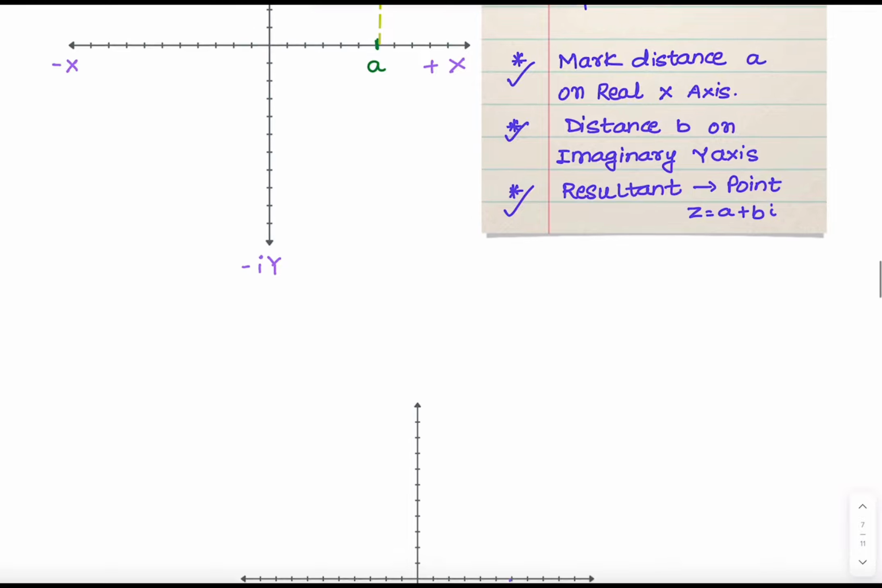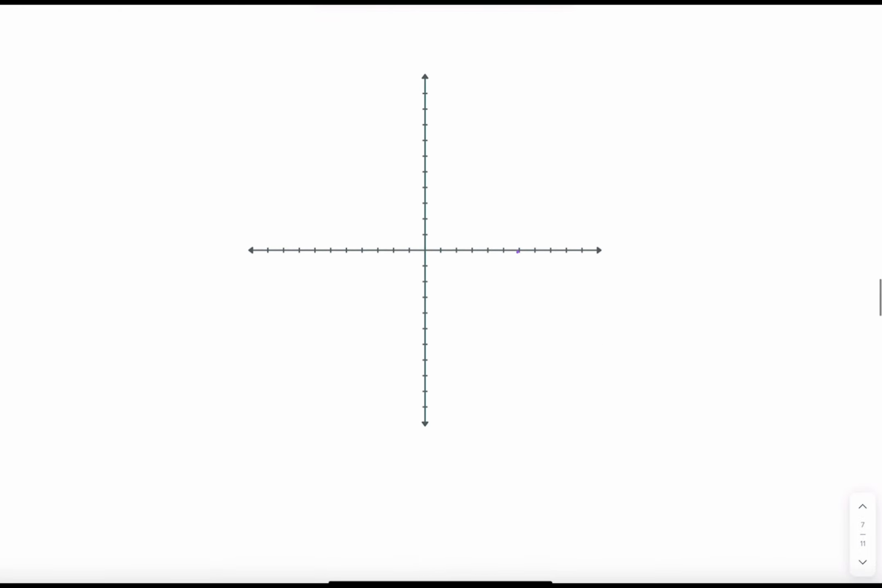And now if I want to mark a complex number like say 3 plus 4i, that's the example that we have taken. So we'll mark a distance of 3 on the real x-axis and then a distance of 4 on the imaginary y-axis and then take the resultant. So that's going to be our complex number 3 plus 4i.